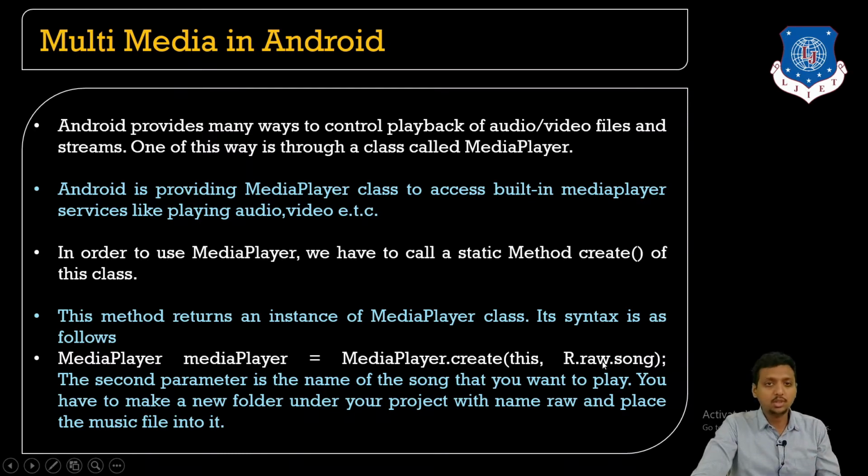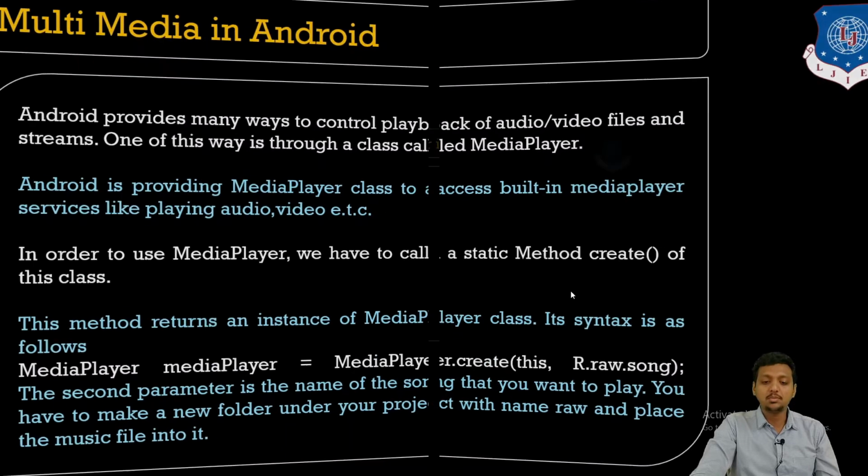Students, are you aware of the drawable folder? Whenever we try to access images from the drawable, we write R.drawable.imagename. Same like that, raw is a folder which we are going to create for the media players. Whatever raw files there are, like audio or video or anything you want to put inside your smartphone devices, you just need to refer to them as R.raw.song. So raw is nothing but a folder directory inside our Android project. The second parameter is the name of the song, and the very first parameter is the context. You have to make a folder under your project with the name raw and place the file into it.